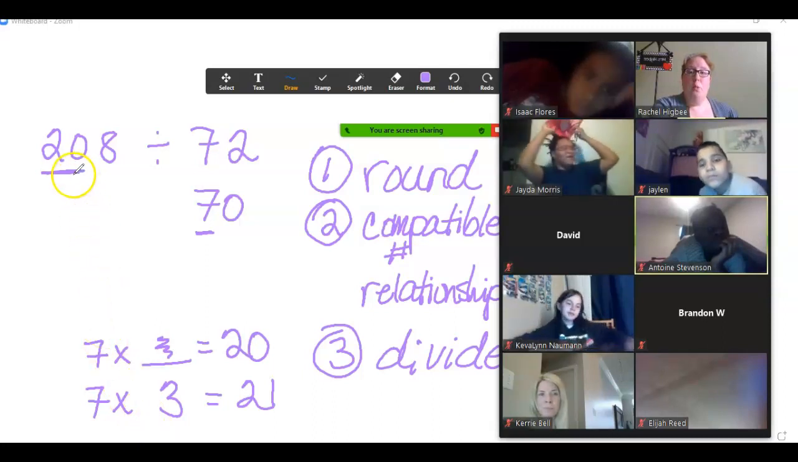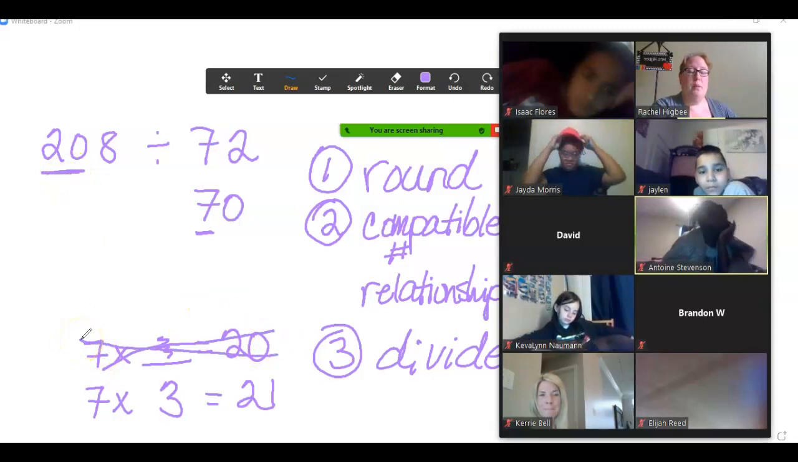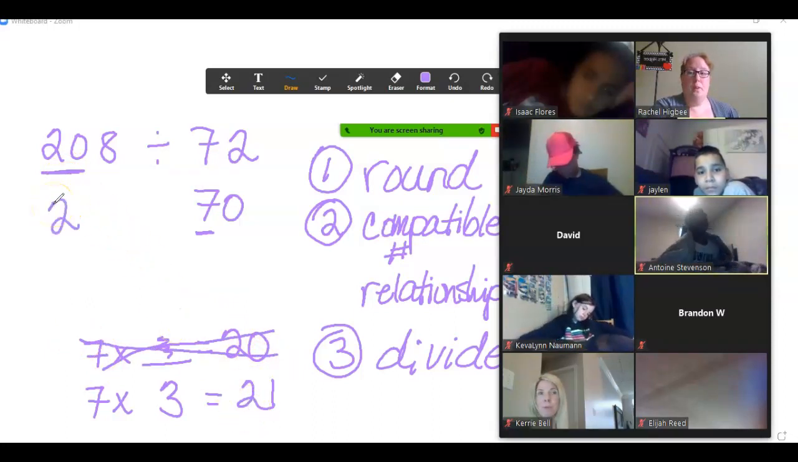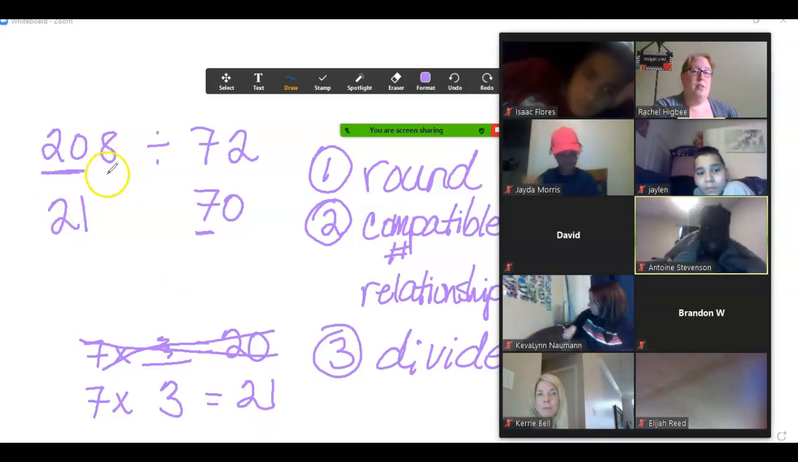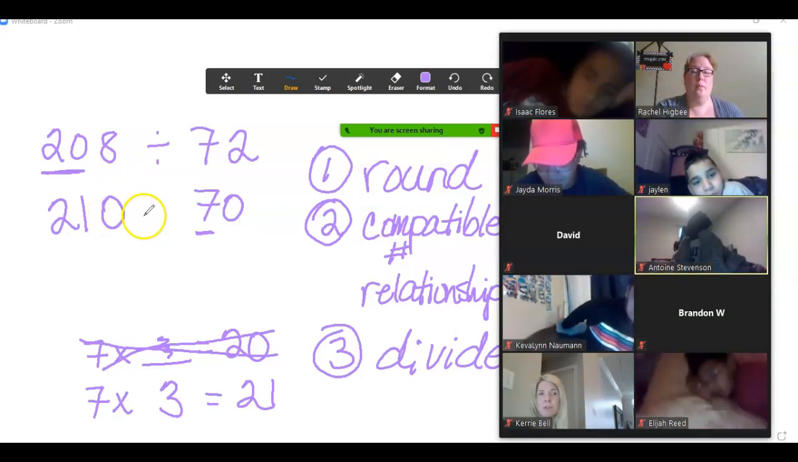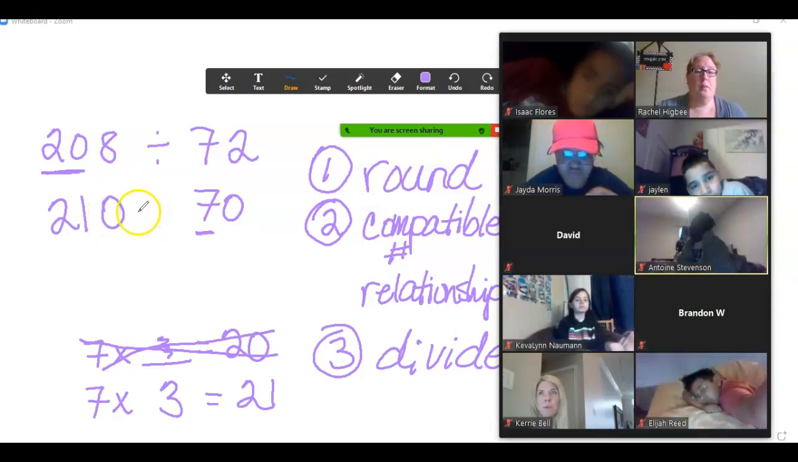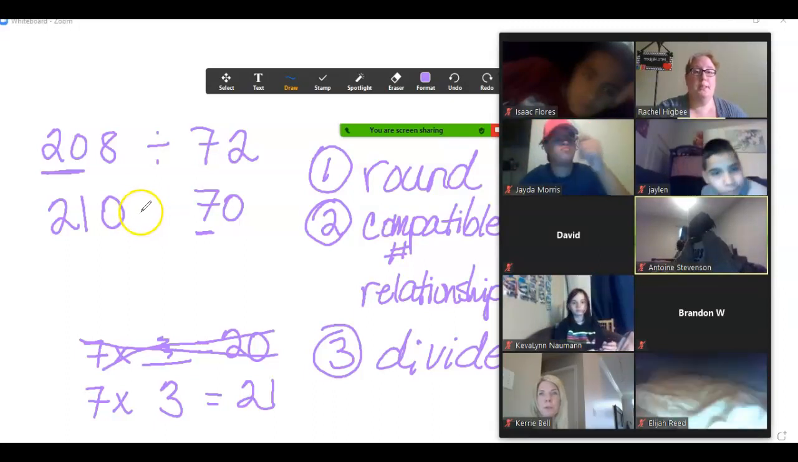So now I'm going to change the 20, because that's not a relationship. I'm going to change it to 21. And then anything after that is a 0. Are we okay with that step? Any questions on that step?